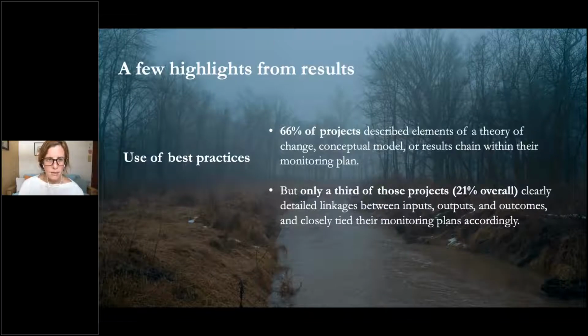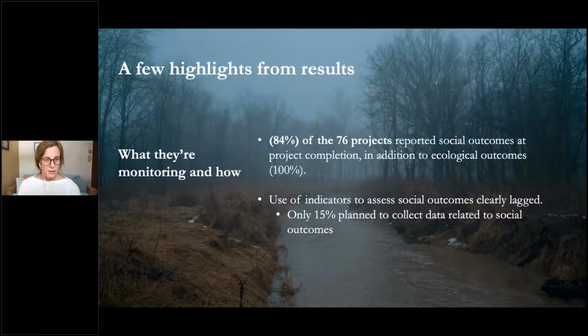So a few highlights from our results. 66% of projects described elements of a theory of change, conceptual model, or results within their monitoring plan. But only a third of these projects, so just about 20% overall, clearly detailed linkages between inputs, outputs, and outcomes, and closely tied the monitoring plans accordingly. 84% of the 76 projects reported social outcomes at their project completion, in addition to the ecological outcomes, which they all had. But the use of indicators to assess these social outcomes really lagged. Only about 15% planned to collect data related to the social outcomes.